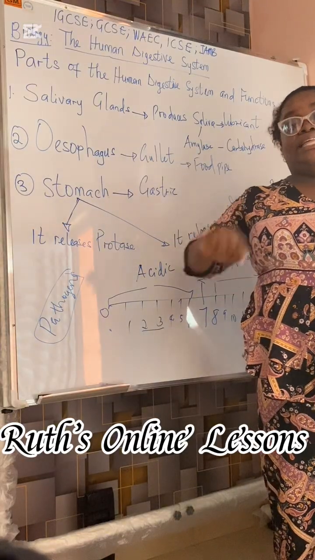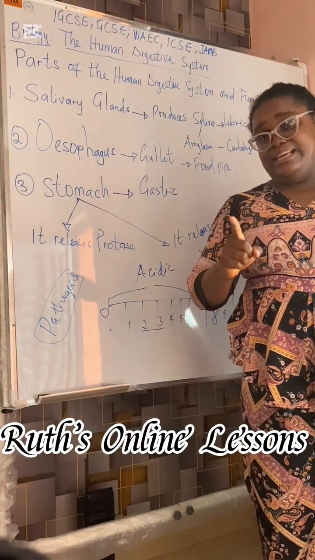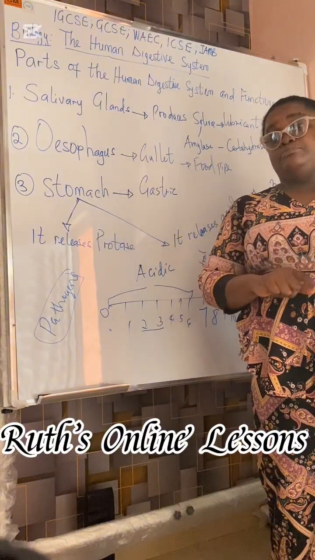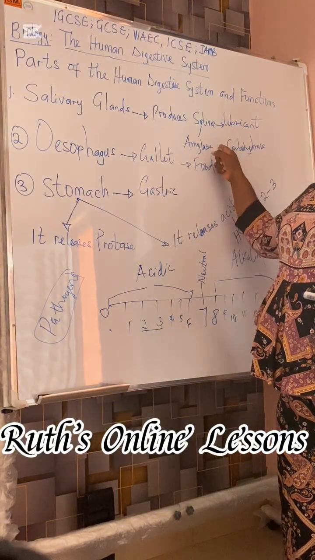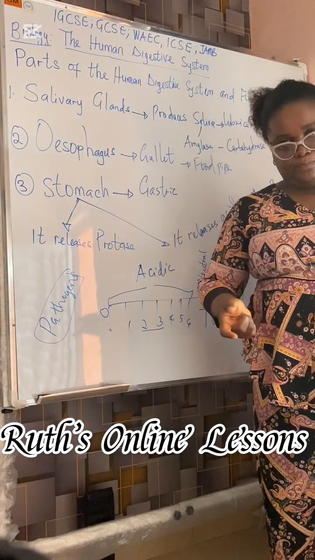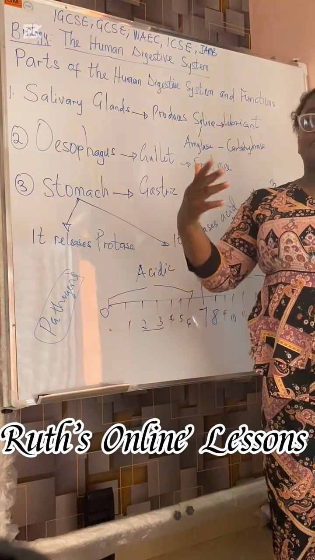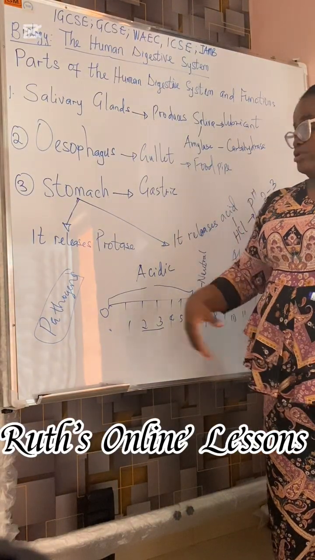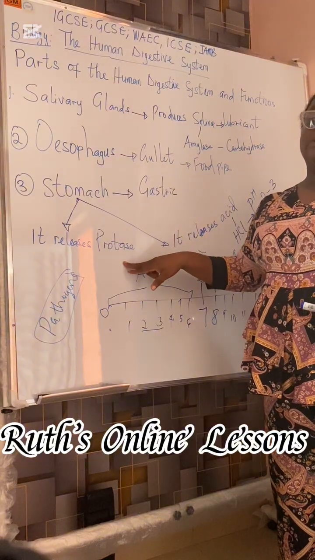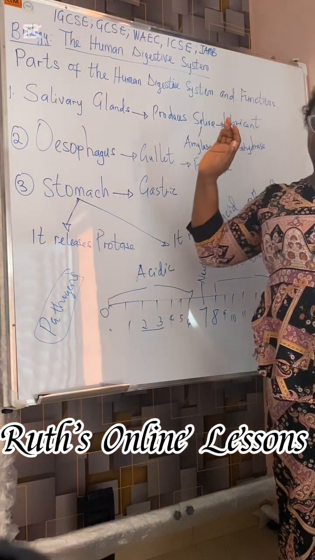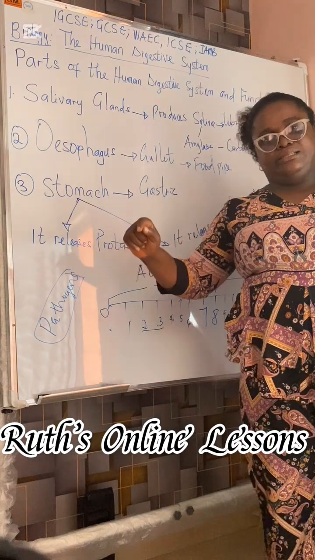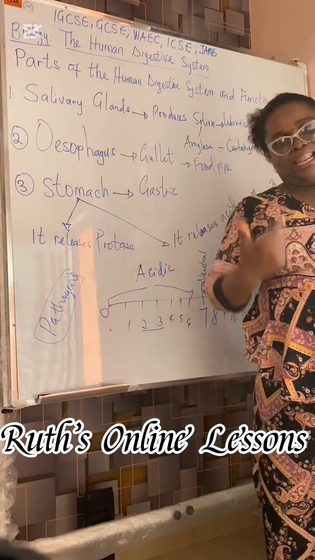That means the digestion of protein, I'm saying it again, begins in the stomach, while the digestion of carbohydrates begins in the mouth. The digestion of protein begins in the stomach because it is in the stomach that protease enzymes are first released. Then in the mouth, the type of enzyme released is amylase in the saliva.